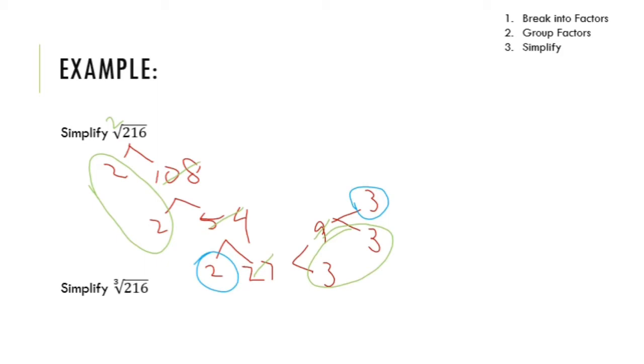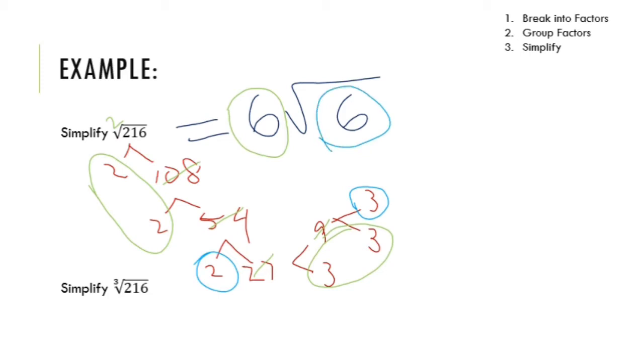So now we're going to simplify. The pairs we're going to multiply and put on the outside, and the leftovers are going to be multiplied and put on the inside. So our answer to this is 2 times 3 is 6 on the outside, square root, and then 2 times 3 is 6 on the inside. The one on the outside comes from the two 2s and the two 3s, and the one on the inside comes from the single 2 and the single 3.